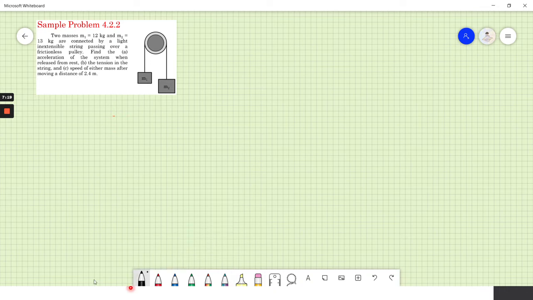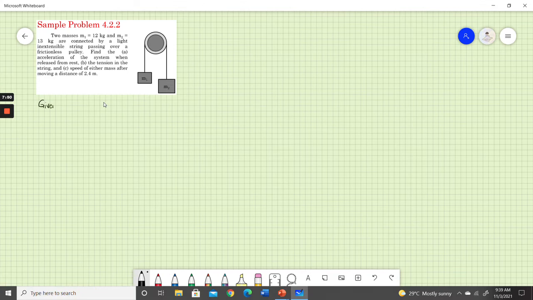Okay, so this is our sample problem. We've explained earlier what is happening. So let's first write our given. The givens: first, we're given two masses, mass 1 and mass 1 is equal to 12 kilograms. We were also given mass 2, and mass 2 is equal to 13 kilograms. And these two are connected by a light inextensible string, so they're connected by a string passing over a frictionless pulley.